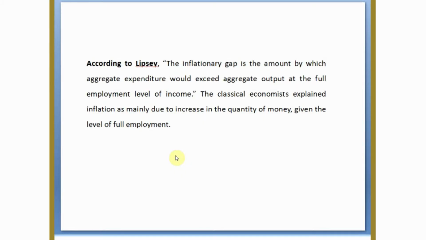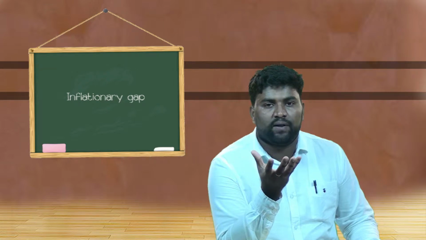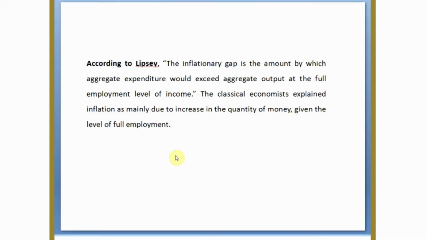According to Lipsey, look at the slide, the inflationary gap is the amount by which aggregate expenditure would exceed aggregate output at the full employment level of income. It means that at the full employment level of output or income, aggregate expenditure exceeds aggregate output. To reach the aggregate output level, when the government makes more expenses, it may lead to inflation in the economy.